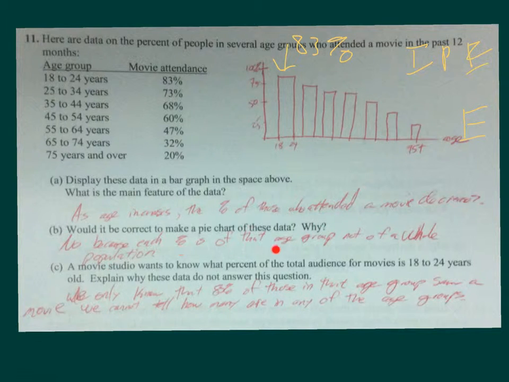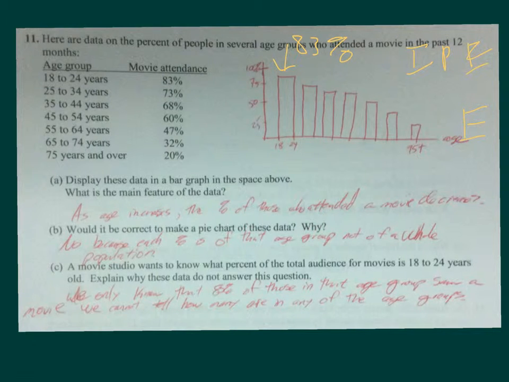Would it be correct to make a pie chart of these data? No, it is not correct to make a pie chart of these data, because each percent is of that age group, not of a whole population. So this 83% is only of those that are between 18 and 24 years old. It's not 83% of everybody that they talk to. It's only 83% of those in that age group. Additionally, if you look at the percentages right here, they do not add up to 100%. So you cannot use a pie chart if it's adding.